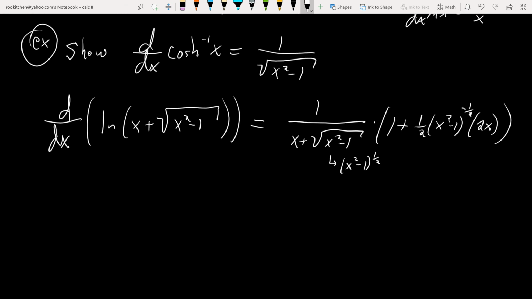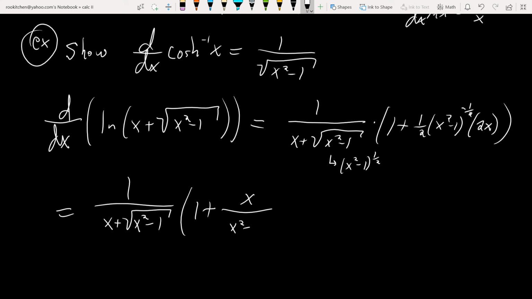And then it's the laborious task of simplifying and then hopefully showing the derivative is as stated. So we have 1 plus 1/2 times 2x, which is just x. We could move that (x squared minus 1) to the negative 1/2 to the denominator and change this into a square root.